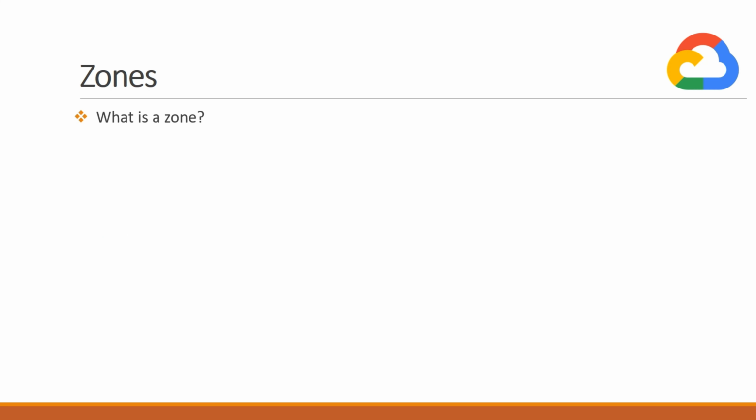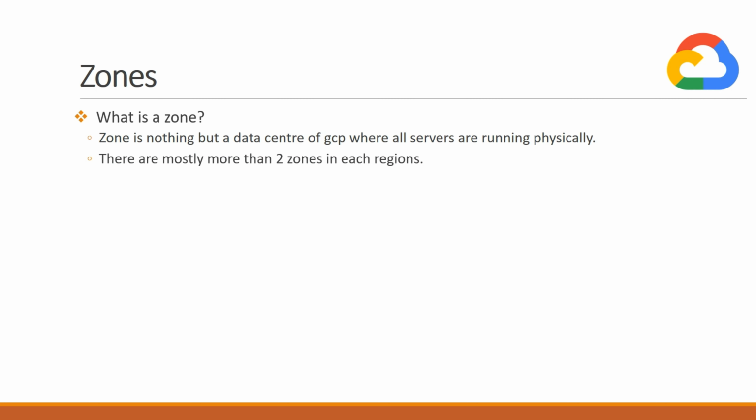What is a zone? A zone is nothing but a data center of GCP where all the physical server resources are running. There are mostly at least three zones in each region. The zones in a region are connected through low latency links. They are not using the simple internet.